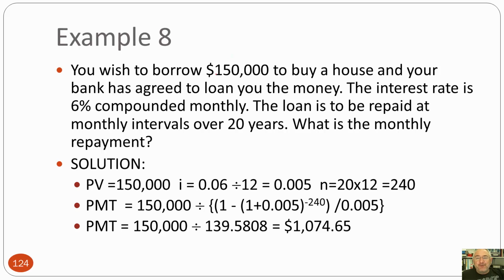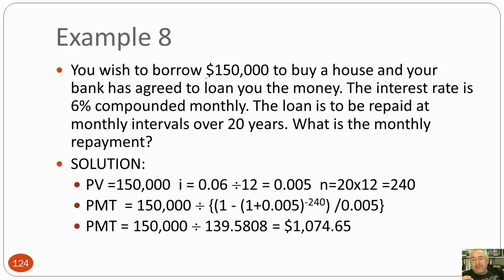Oh my God, this is an old example. We're going to borrow $150,000 to buy a house. Someone's agreed to lend us the money. Hey, look, we're borrowing $150,000 to deal with our working capital requirements for the business for the first year. We can be borrowing for any reason, right? The interest is 6% compounded monthly. Remember, compounded monthly, that interest rate is greater than 6% per annum. The loan is to be repaid at monthly intervals over 20 years.